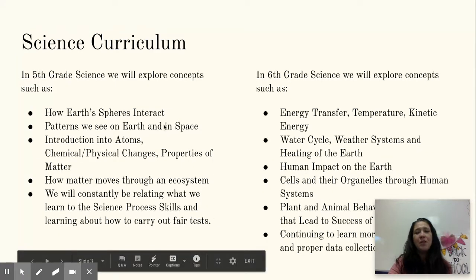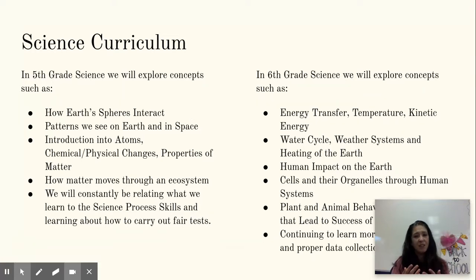In 5th grade, we're going to be studying earth science, like how the spheres interact, and a little bit of space science on how we see patterns due to the way that the earth moves in space. We'll work with a little bit of physical science like atoms, properties of matter, and chemical and physical changes. And then we'll hit some life science with learning about the ecosystems and how matter moves through like the food webs and the food pyramids. We'll also take all of that and relate it to those science process skills that your students are learning about right now. And we'll also be working with how to carry out a fair test in science.